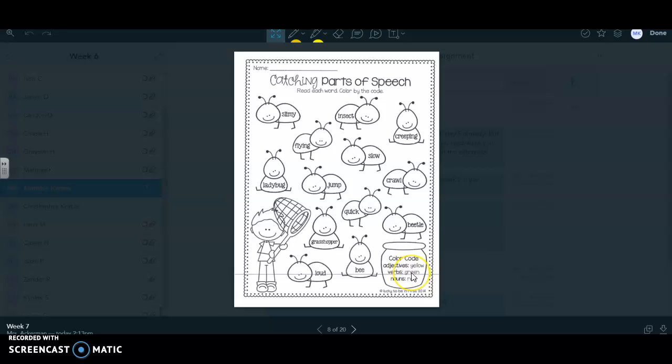A verb is an action. So something that you could do or a bug could do or something like that, okay? It's an action. And noun words are person, place, or thing. So it's probably going to be a lot of thing words in this one, okay? So adjectives are yellow, verbs are green, nouns are red.